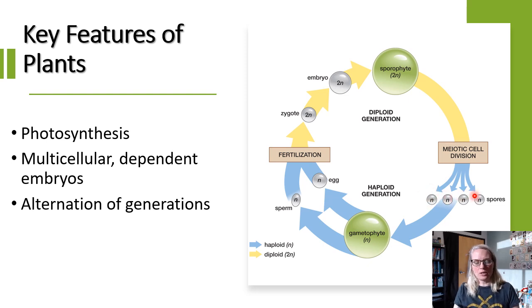But in general, your diploid sporophyte goes through meiosis to make your haploid spores. Those spores are going to grow. Sometimes they grow into a plant-like haploid organism. They go through mitosis to make their haploid gametes, and those fertilize and you're back to the diploid generation. So this pattern is what we call alternation of generations, and that is a key feature of plants.